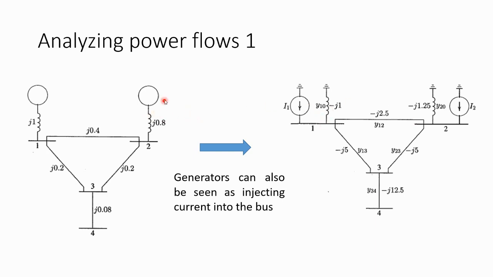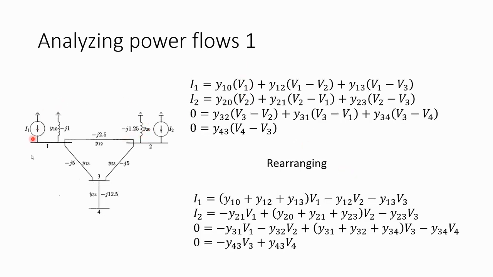So we go on and convert our 4-bus network into this format, where we convert our impedance values into admittance values. The generators are all converted into current sources, I1 and I2, such as this. And then we can go on and analyze them. So this is the network that we had just now.